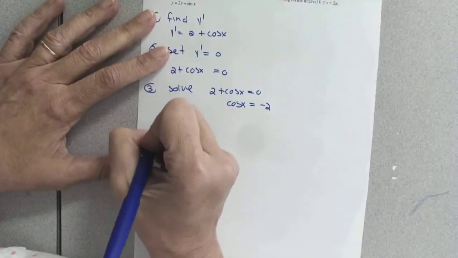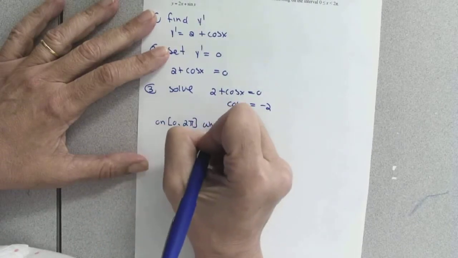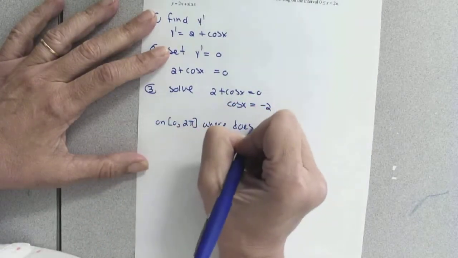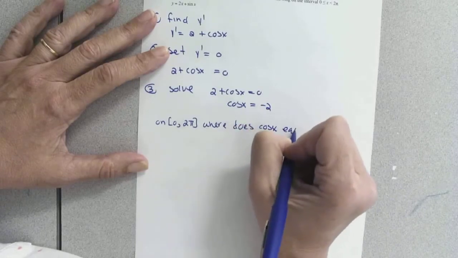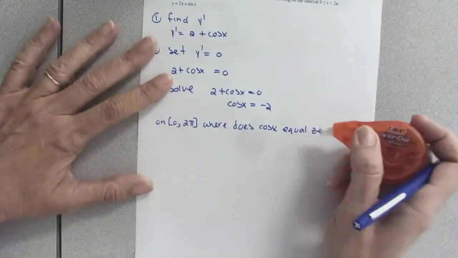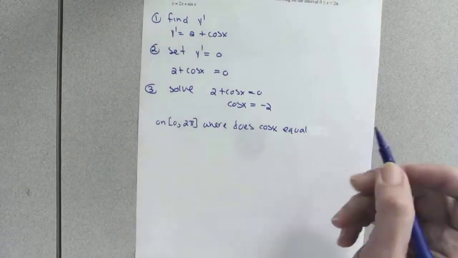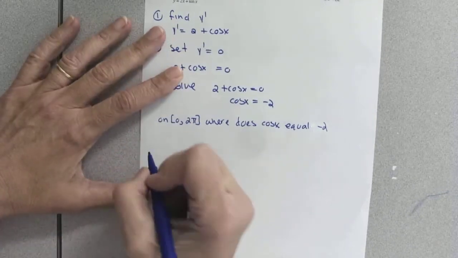And so then again, you're asking yourself, on 0 to 2 pi, where does cosine x equal negative 2? And I would ask the class, and people would stare at me, and then finally someone would tell me, nowhere.